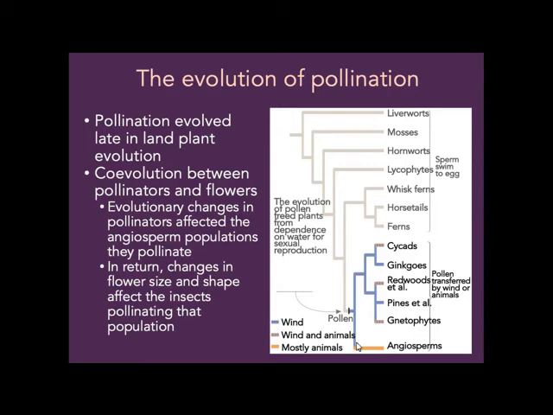So there has been coevolution between the pollinators and the flowers, which are only in the angiosperms. And we can see that both in the behavior and the morphology of the pollinators, but also flower size and shape has also changed in response.